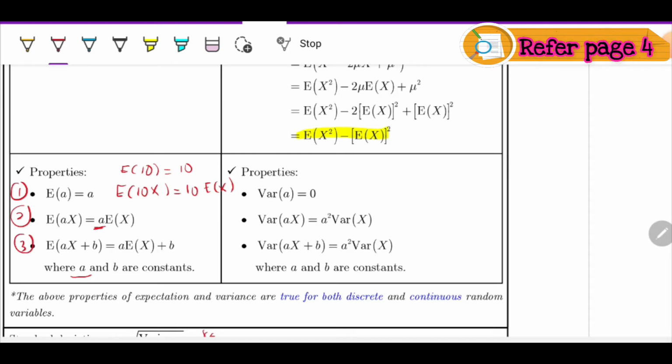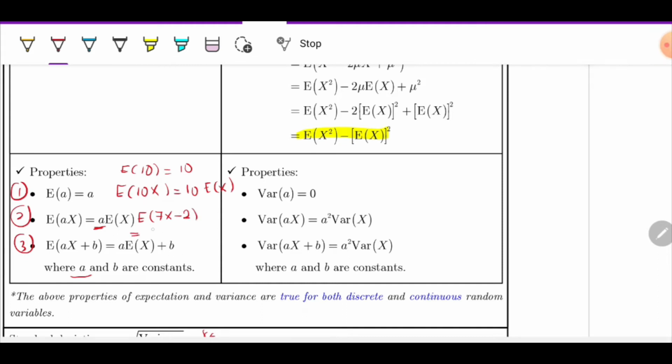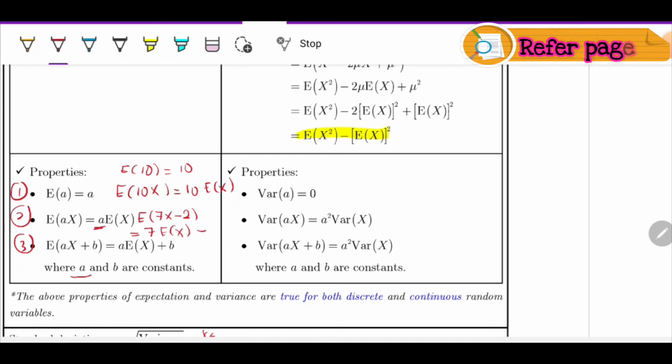Property number 3. Expectation of AX plus B is equal to A times the expectation of X plus B. For example, expectation of 7X minus 2. So it becomes 7 times the expectation of X, minus the expectation of 2, which is 2.